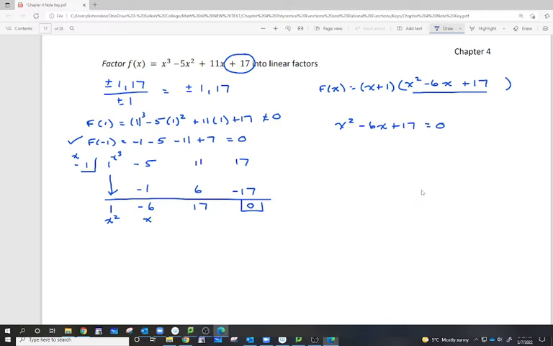I want you to pause the video. When you unpause, I will talk through solving by completing the square and the quadratic formula. But try it on your own first.